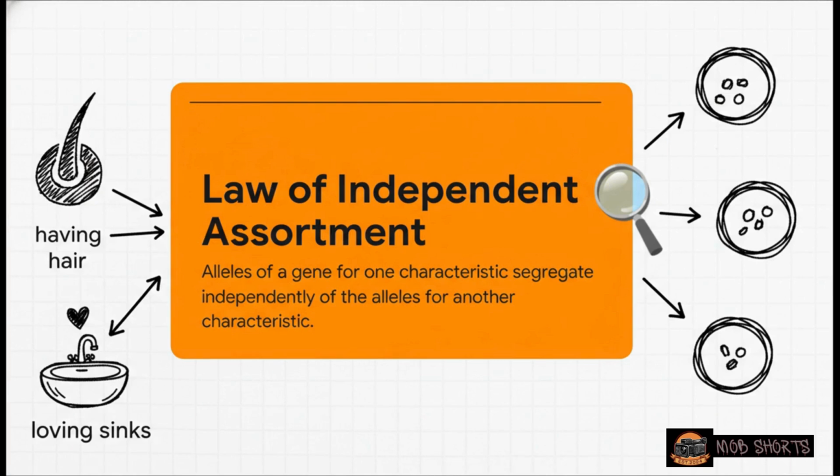It just means that the alleles for one gene sort themselves out into the reproductive cells, the gametes, totally independently of the alleles for another gene. So, for our cats, getting the hair allele doesn't influence whether it gets the love sinks allele. They're not a package deal. They sort themselves out randomly.